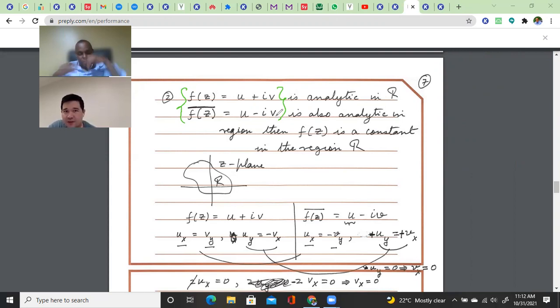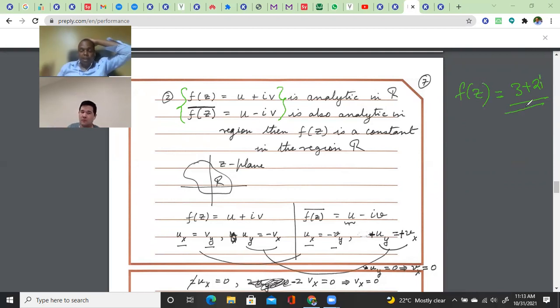When they say the function is a constant, what do they mean? They mean that your function f of z is given by a number. It's going to be equal to something like 3 plus 2i. It's not a function with x and y. That is what they mean with a constant. Okay. It's a function that has no variables, x and y.